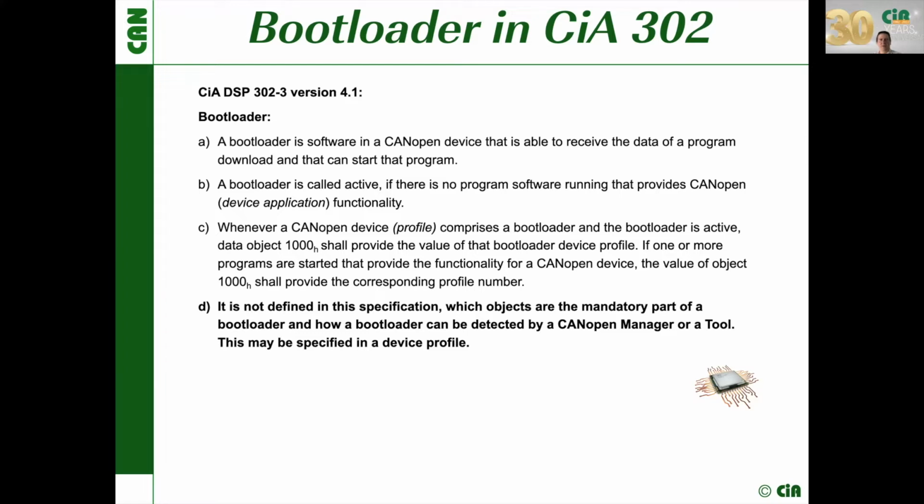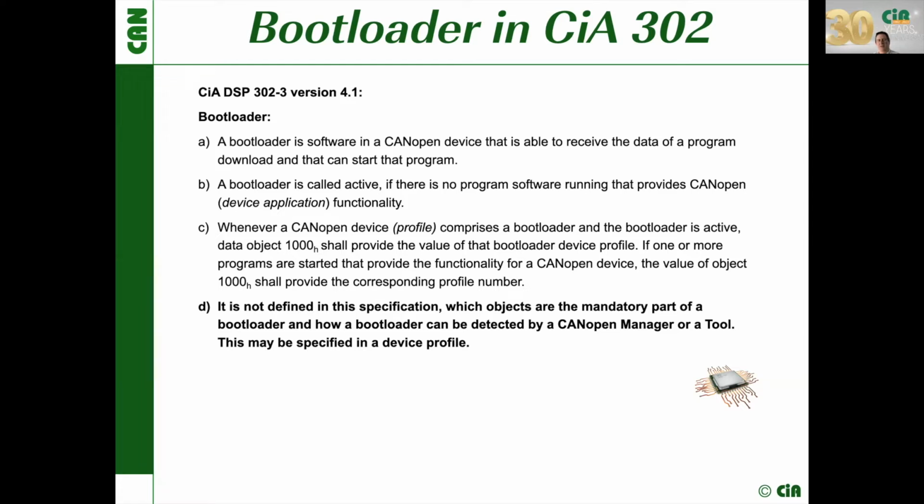Whenever a CANopen device comprises a bootloader and the bootloader is active, the data object 1000 shall provide the value of the bootloader device profile. If one or more programs are started that provide the functionality for a CANopen device, the value of object 1000 shall provide the corresponding profile number. Here, at least with that sentence, some kind of uncertainty starts because we have some doubts. What is exactly now the corresponding profile number? Which kind of number should we now reflect in the object 1000?